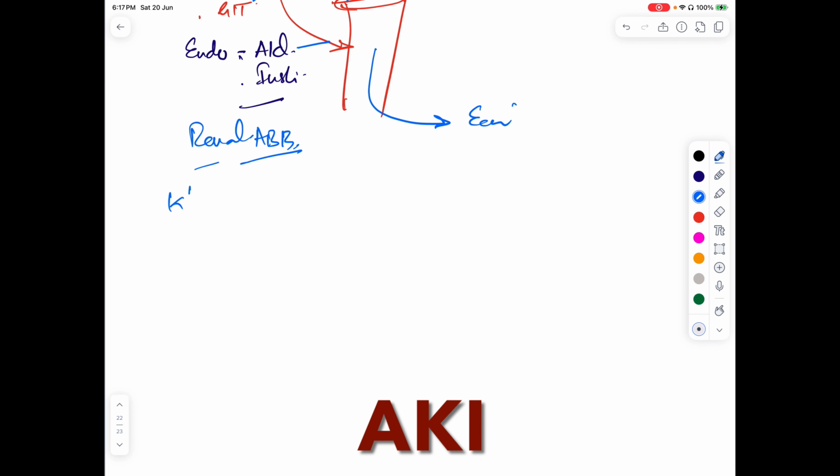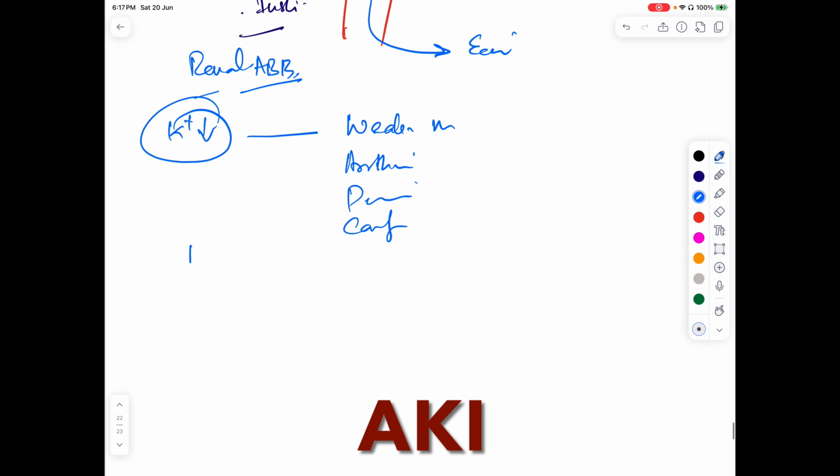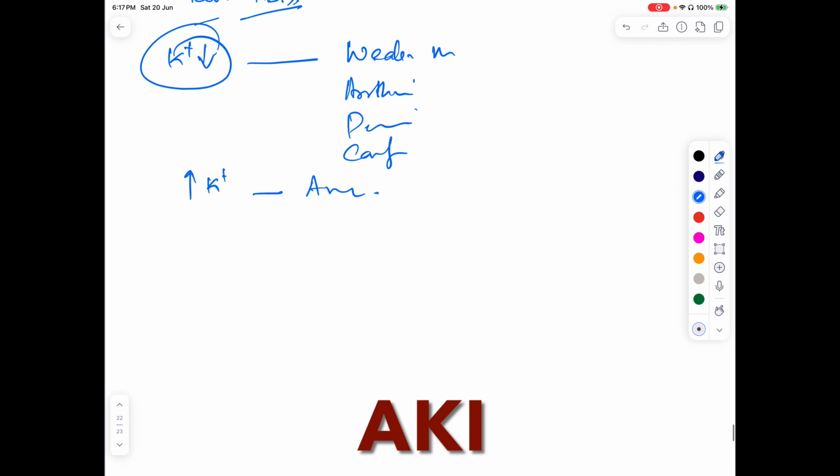So when potassium is low, that leads to again weakness of muscles, arrhythmias, paralytic ileus, confusion. And increased potassium will also lead to arrhythmias, muscle weakness. Here is diarrhea and abdominal pain.